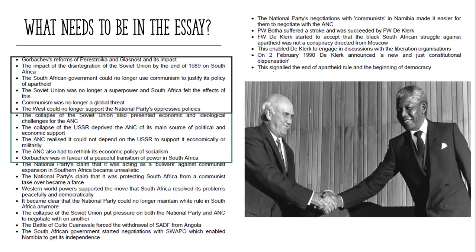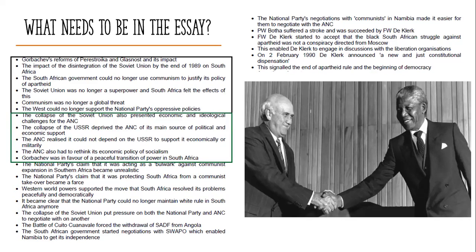So then here you got the second part, which is the impact of the collapse of the Soviet Union on the ANC. So the collapse of the Soviet Union presented economic and ideological challenges for the ANC. The economic problem was that the collapse of the Soviet Union kind of removed the ANC's political and economic support. So the Soviet Union was providing weapons, armor, guns, anything that the ANC needed to fight apartheid. The Soviet Union was providing it.